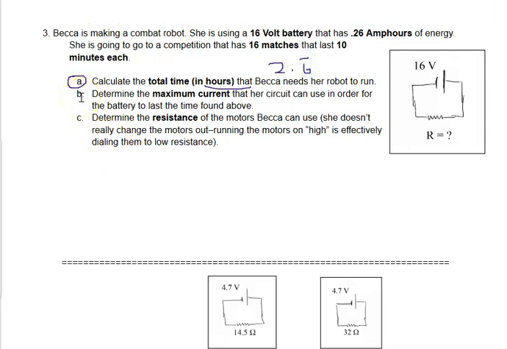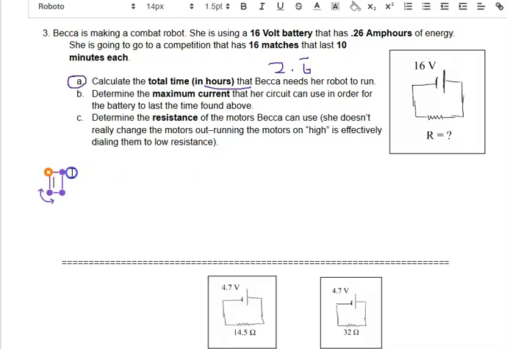Okay, letter B says, she wants to use as much current as possible because current is bringing energy to her circuit, and the more energy, the faster her robot's going to go. So what's the max current she can use in order for the battery to last 2.6 repeating hours? Okay, so this is B.